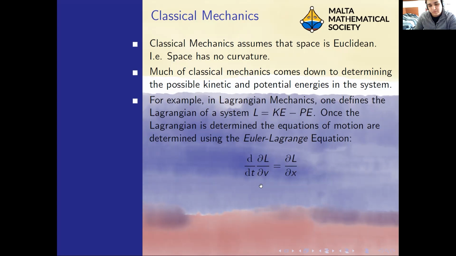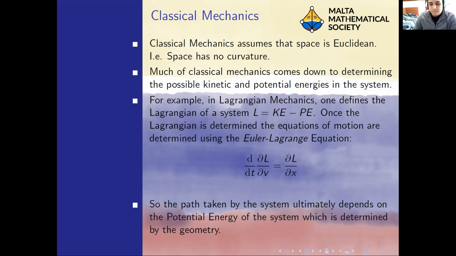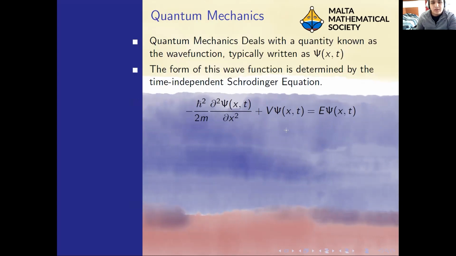We take the derivative with respect to velocity and take the time derivative and set that equal to the derivative with respect to space. So basically, yes, the path taken ultimately depends on the potential energy, since the kinetic energy will always be some variant of half mv squared. So we can move on to quantum mechanics a little bit, give another example here.